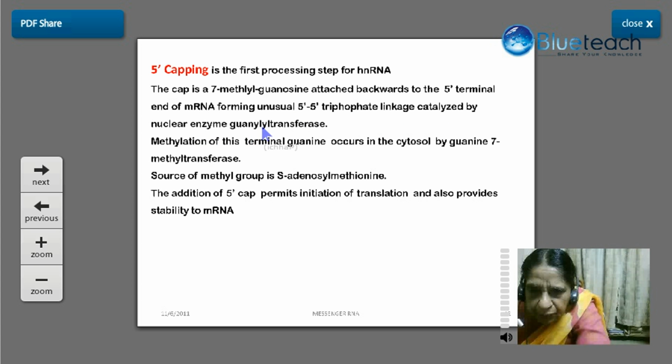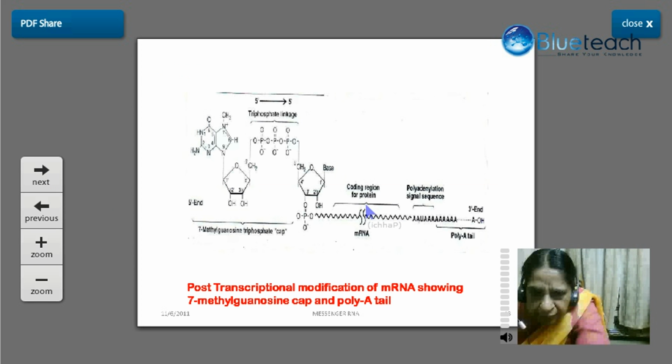nuclear enzyme guanyl transferase. Methylation of this terminal guanine occurs in the cytosol by guanine 7-methyl transferase. Source of methyl group is S-adenosylmethionine. The cap permits initiation of translation and also provides stability of messenger RNA. This slide shows the cap and the tail. Cap has 3 phosphates.